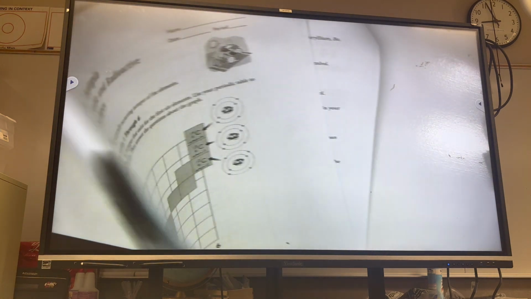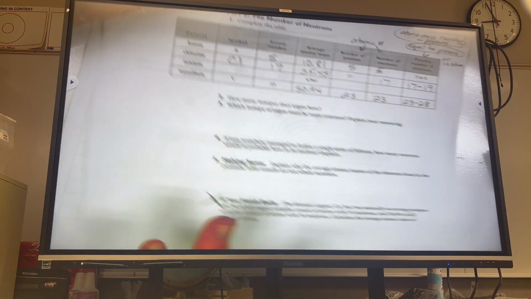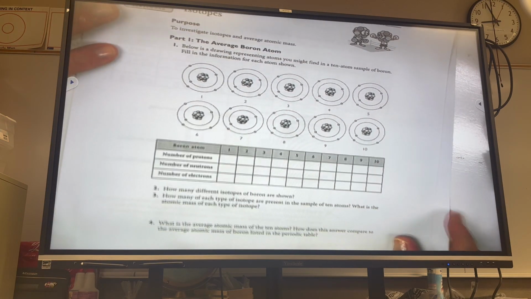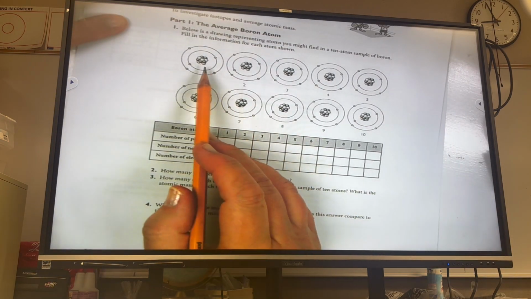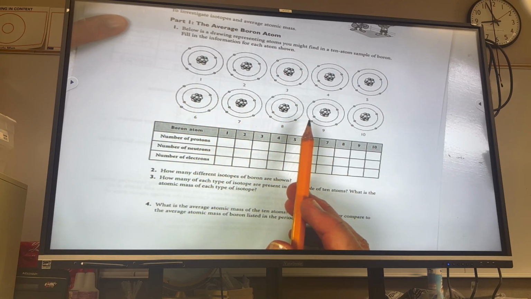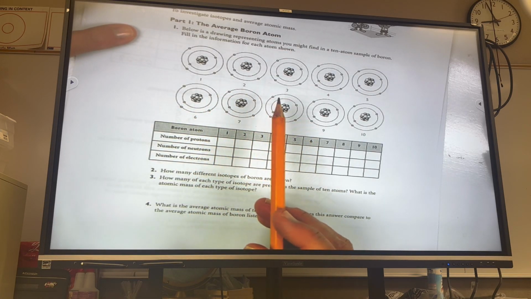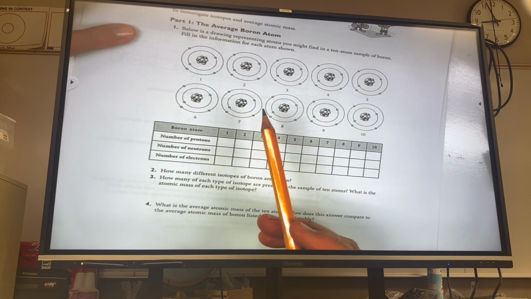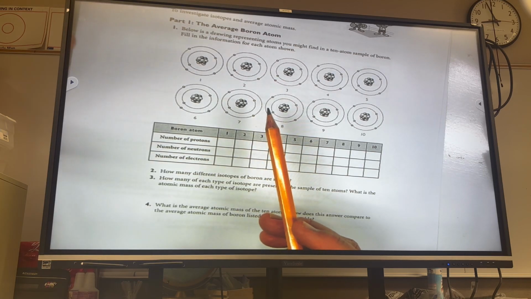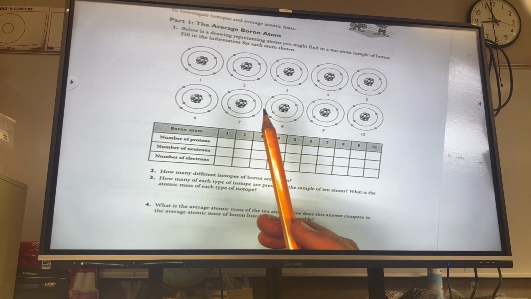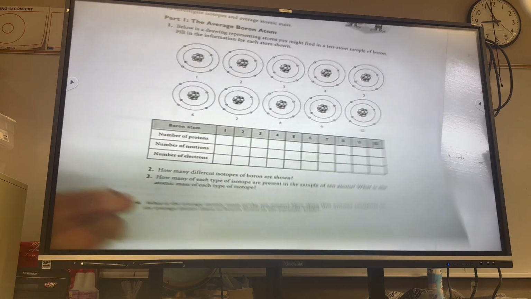And just to remind ourselves, we were looking at these atoms of boron, which all had 5 protons, but some had 5 neutrons, some had 6 neutrons. But because they all had 5 protons, that gave them the identity of boron. So remember, protons give the atom its identity.